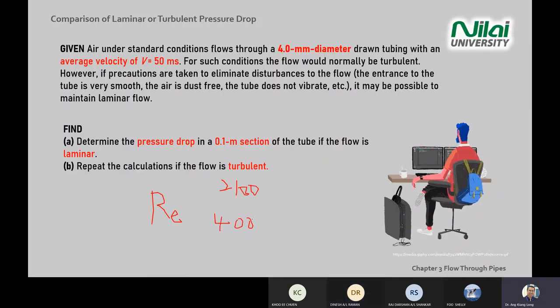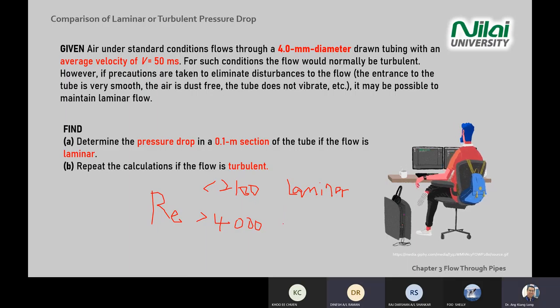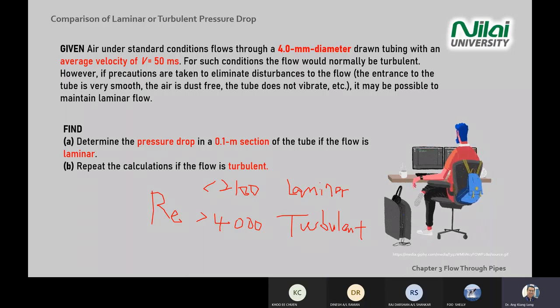So below 2,100 is what? Turbulent. Ah, below is laminar. Okay, so 2,100 is laminar, sir. More than 4,000 is turbulent. Less than 2,100 is laminar. Okay, so this is the parameter that we expect you to write in your answer.